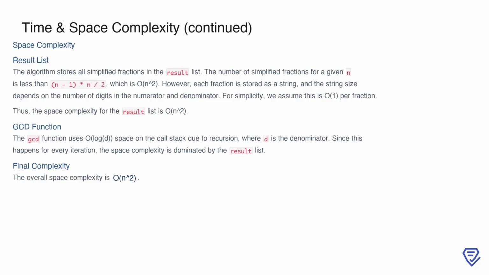Additionally, the GCD function uses space on the call stack due to recursion. The space required for the GCD function is O(log d), where d is the denominator. However, this contribution is negligible compared to the result list. As a result, the overall space complexity of the algorithm is dominated by the result list and is O(n squared).